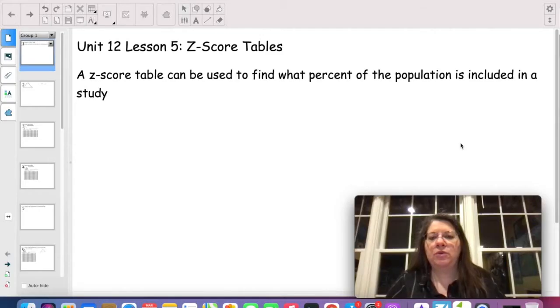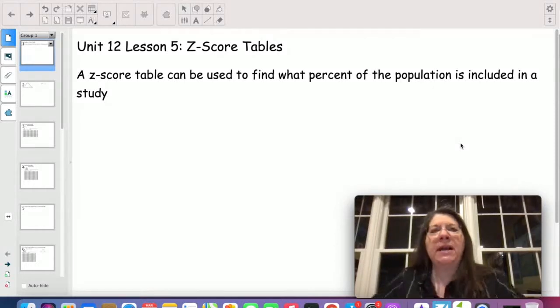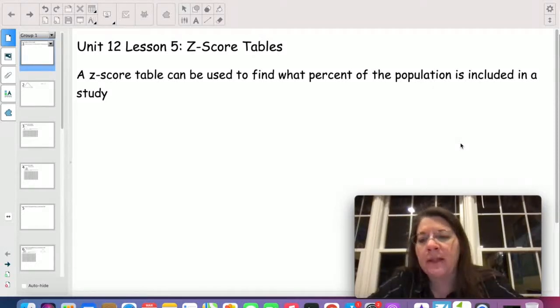This is Algebra 2, Unit 12, Lesson 5. Today we're going to talk about z-score tables. A z-score table is something that you're going to use to find the percent of the population that is within a specific part of a study. They might also ask you what is the probability of something happening.